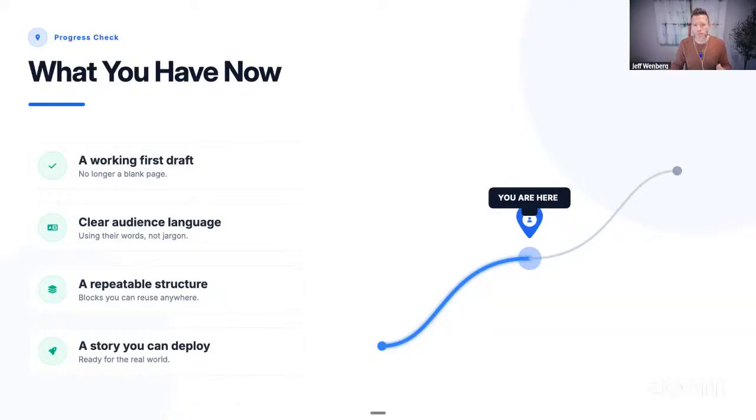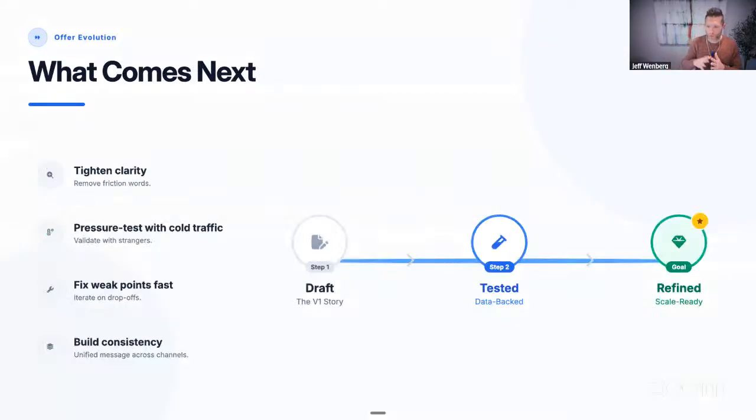Okay, so you have those things. Now, here's where we're currently at. It's pretty clear. You can test it with people in the grocery store line, all of that kind of stuff. But what we really need after that is to tighten clarity and remove the friction. We need to make sure it's validated with strangers who are in our market.